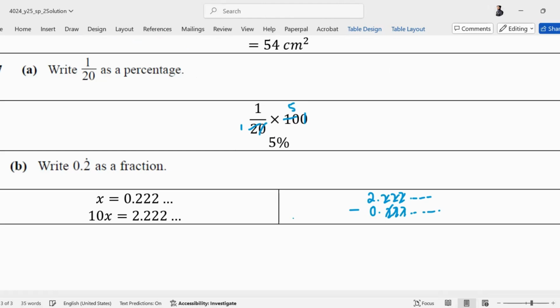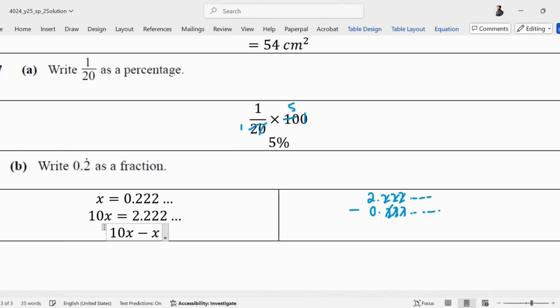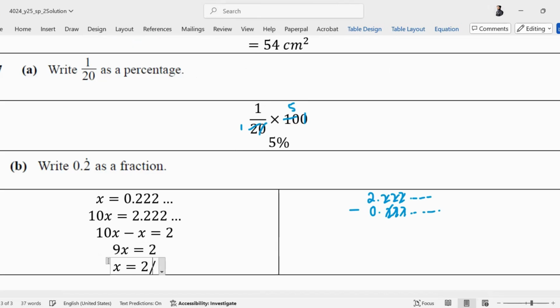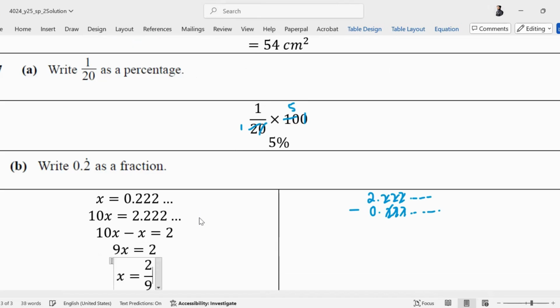up with is 2. So basically 10x minus x is 2, which is 9x. And the value of x is 2 upon 9. This is a recurring decimal. Do not make the error of considering it just as 0.2 and the dot as a misprint. It is a recurring decimal. I hope this is clear.